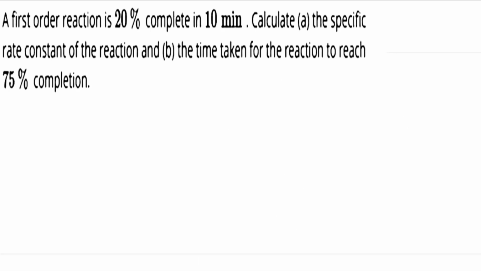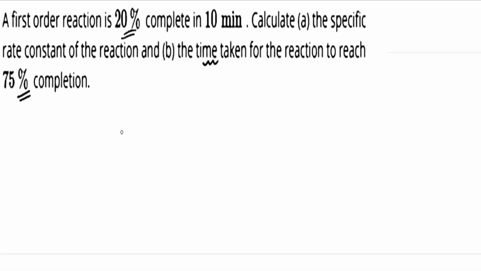Hello everyone, let us solve this question. The question says a first order reaction is 20% complete in 10 minutes. Calculate the specific rate constant of the reaction and also the time taken for this reaction to reach 75% of the completion. So we have been given a first order reaction. We have to tell that when the reaction is 20% complete, what will be the rate constant and what will be the time taken for the reaction to reach 75% of completion.